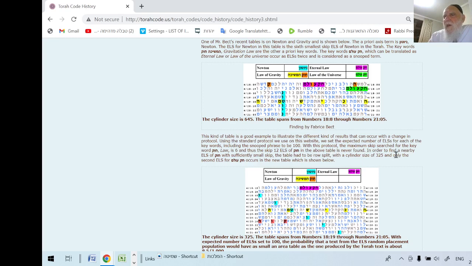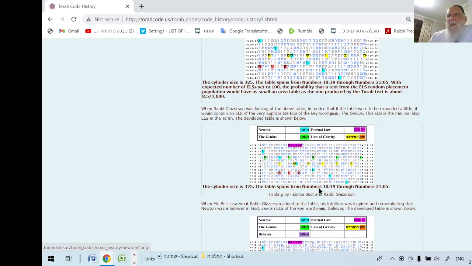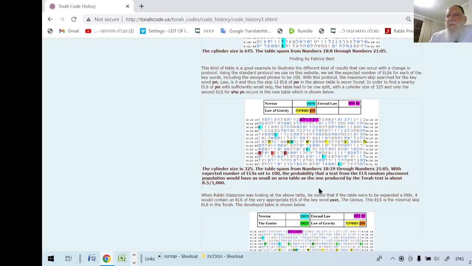In order to find a nearby ELS of Chok with a sufficiently small skip, the table had to be split with a cylinder size of 3 to 5, and only the second ELS for Chok Olam occurs in the new table, which is shown below. So this is what you see now. So this is the second table, which you have like before, the Newton law of gravity, eternal law.